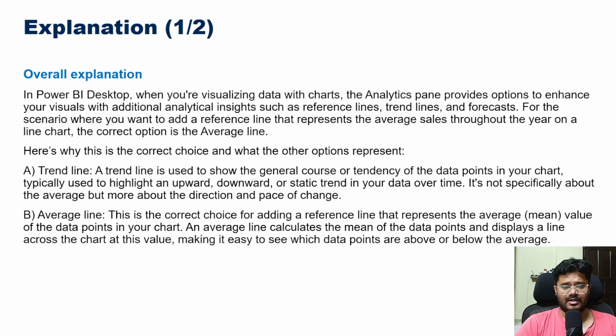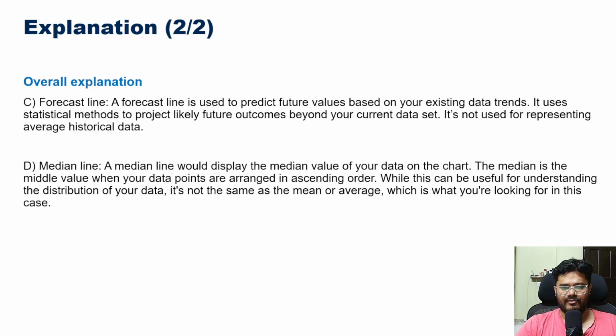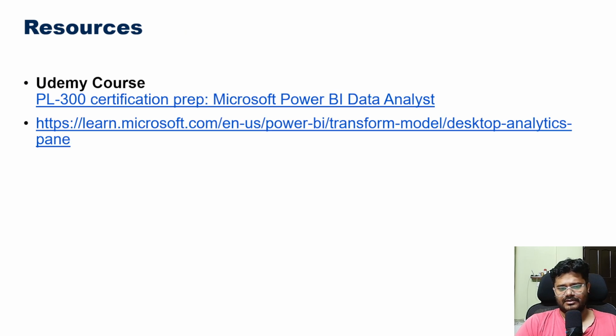So yeah, this slide contains the overall explanation why the other options are not correct, like why trend line is not correct and why average line is correct. You can pause the video here and read through this so you will have a clear understanding on this topic. Now the next slide again covers the points on forecast and median line while they are not the correct answer.